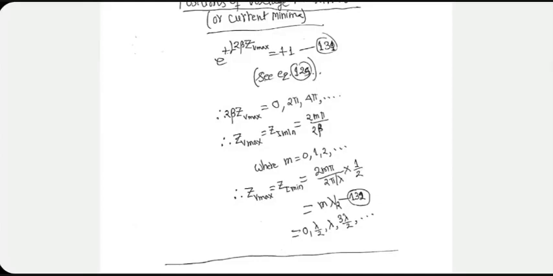So what we get is that ZV max is either 0 or lambda by 2 or lambda or 3 lambda by 2 and so on. There is a difference of lambda by 2 between two successive voltage maximum locations. And the similar story applies to locations of current minima. They are separated by lambda by 2 also.